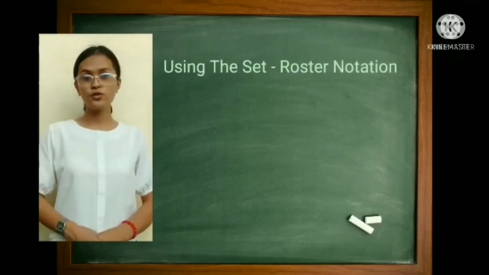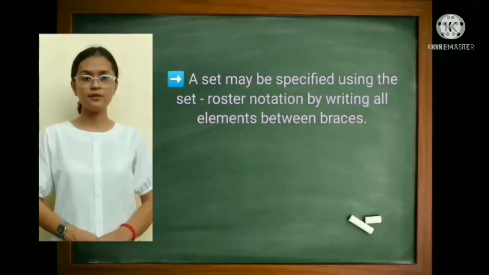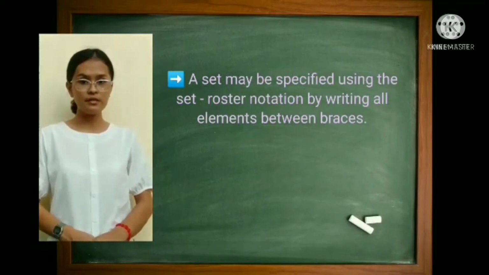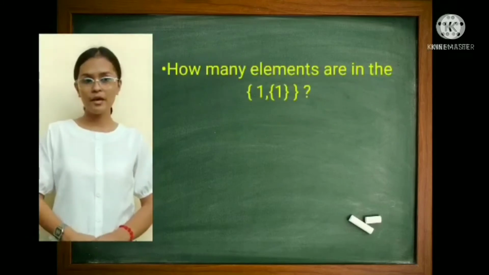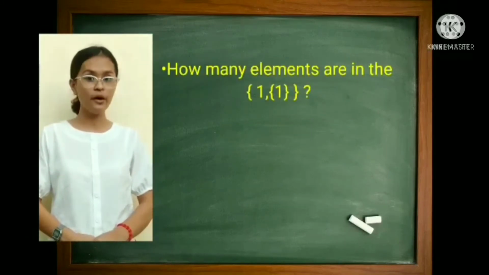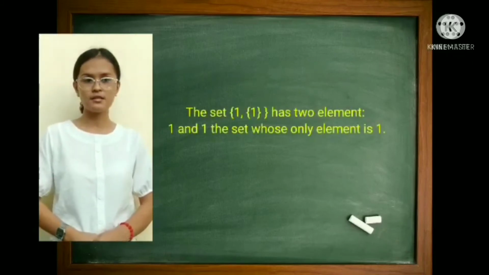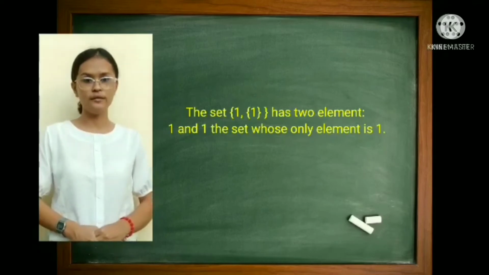Using the set roster notation. A set may be specified using the set roster notation by writing all elements between braces. Example: how many elements are in the set {1, {1}}? The set {1, {1}} has 2 elements: 1 and the set whose only element is 1.